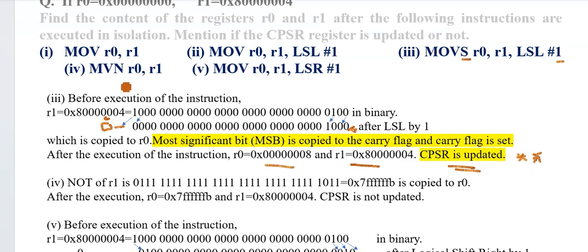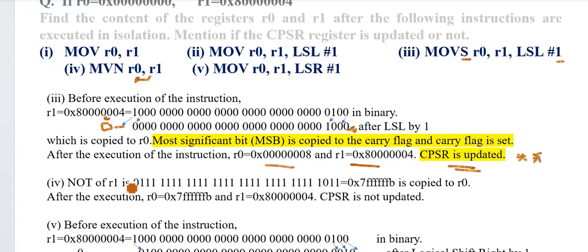Okay, let me go to the fourth problem. Problem: MVN R0, R1. That means simply don't copy R1 to R0, and don't copy R0 to R1. You have to move the negative value of R1 to R0. That means one's complement. You have to take one's complement of R1 and transfer it to R0.